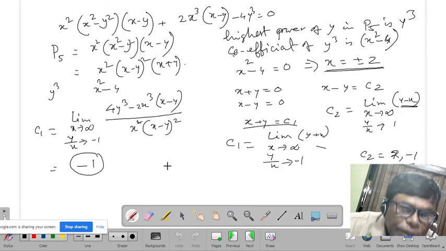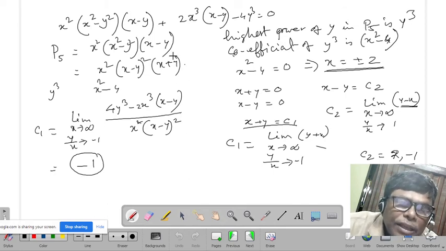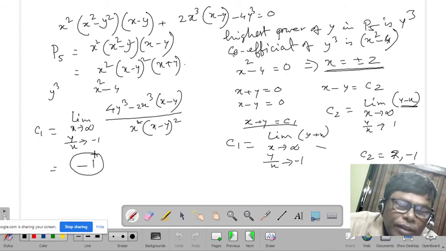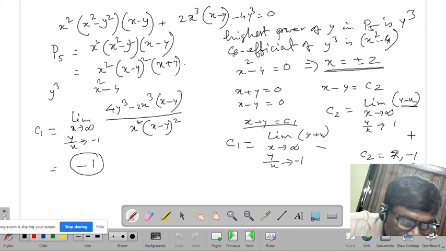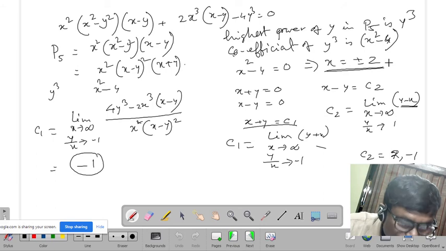So remember this fact. This one is non-repetitive, so c1 will come here, and this one is a repetitive factor, so c2 will come here. For non-repetitive c1 and for repetitive c2, there will be two values of c2. So all the asymptotes are given by: first asymptote, second, third, fourth and fifth, and you have to find out the equations also.